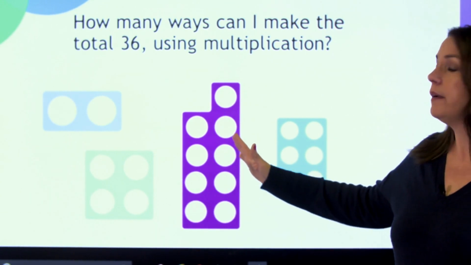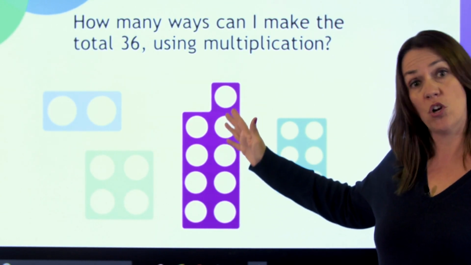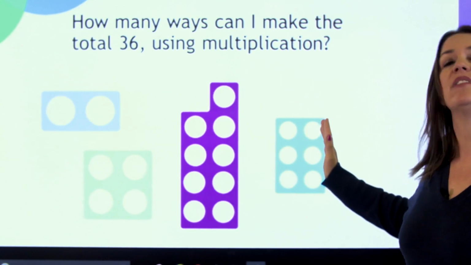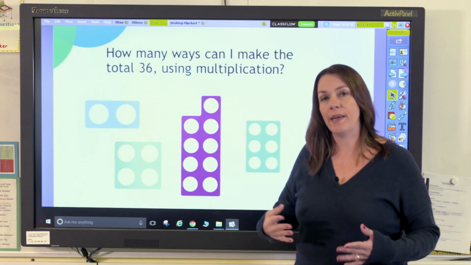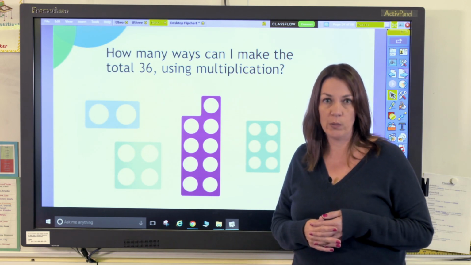With this one, they would need 4, again 4 times 9 is 36, and with this one, 6 times 6 is 36, and that will help them to make links and to see common multiples.